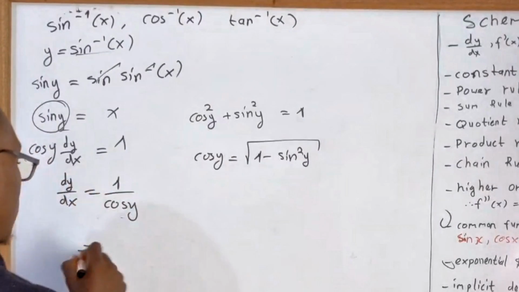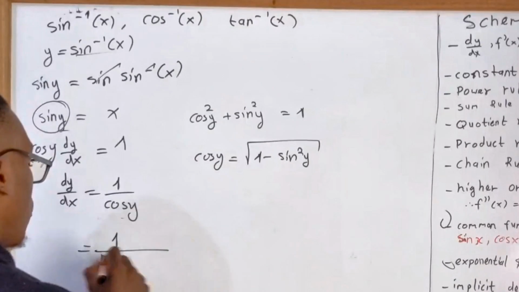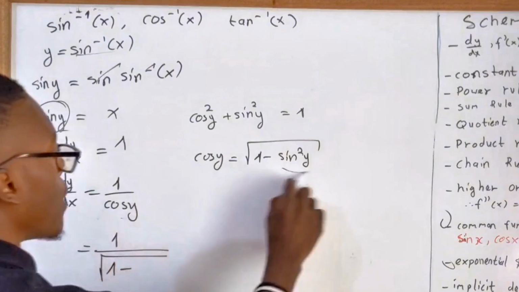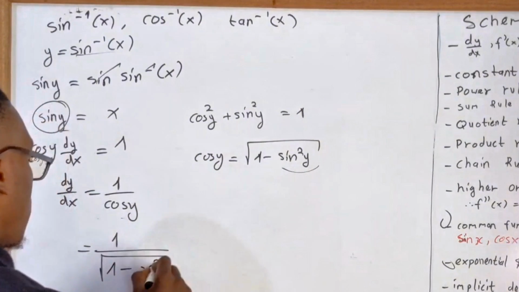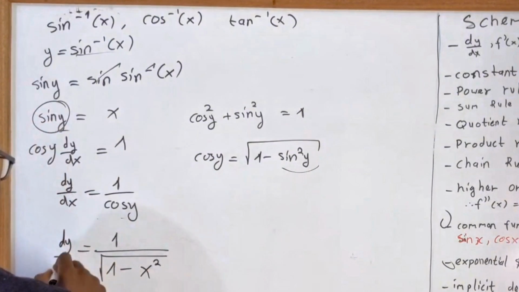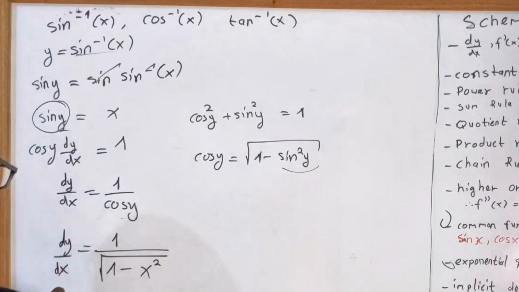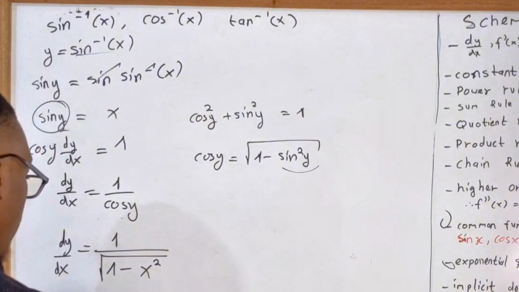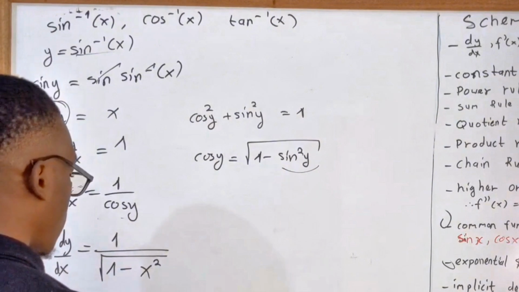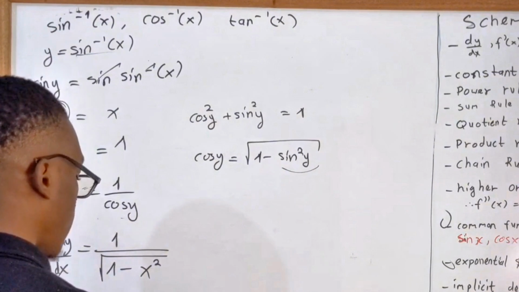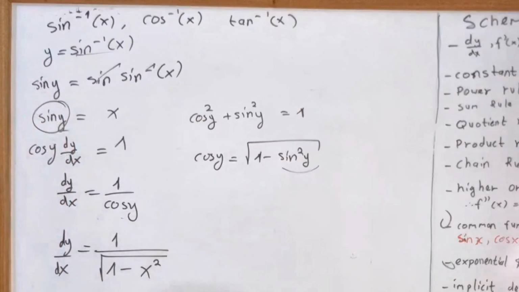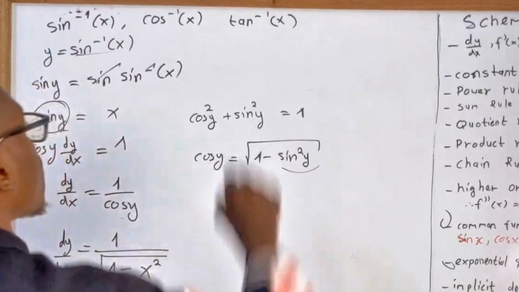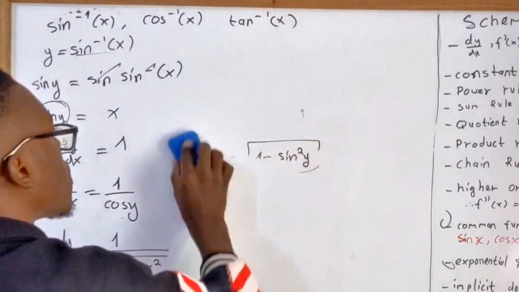And then hence we are going to have 1 over the square root of 1 minus sine squared y, that is x squared. Therefore, dy over dx, the derivative of sine inverse of x, is equal to 1 over the square root of 1 minus x squared. That's amazing, and that's the answer. Let's focus on this other part of the board.